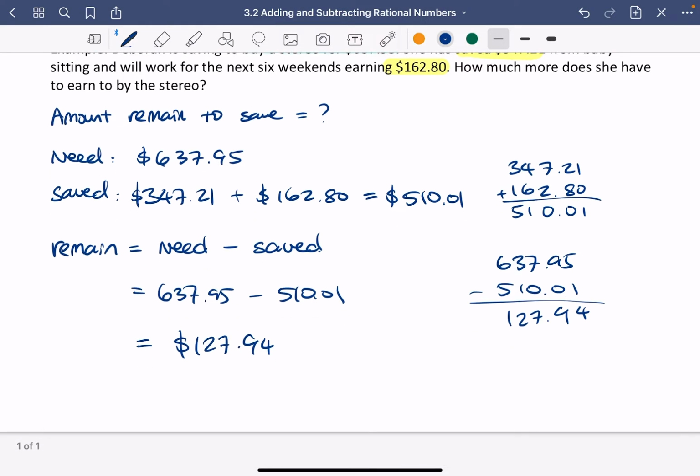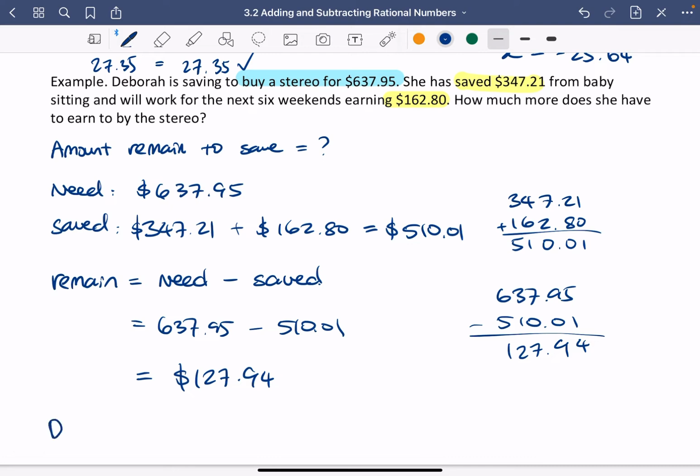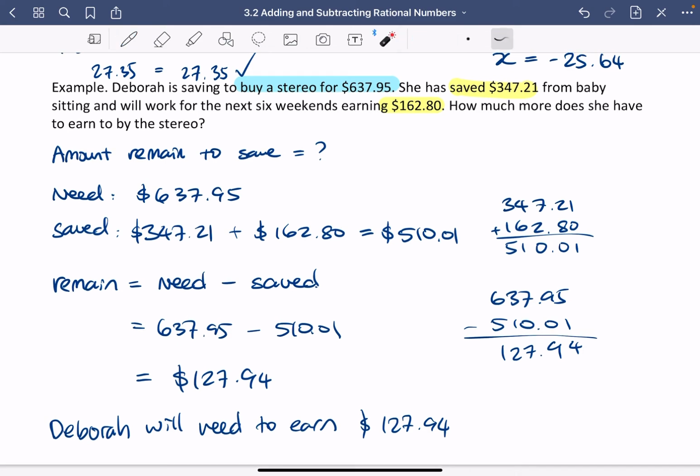And you guys can write a concluding statement saying that Deborah will need to earn $127.94 more to be able to buy the stereo.